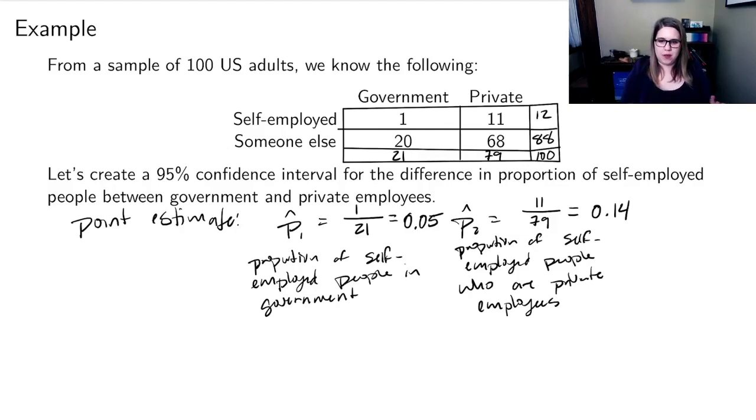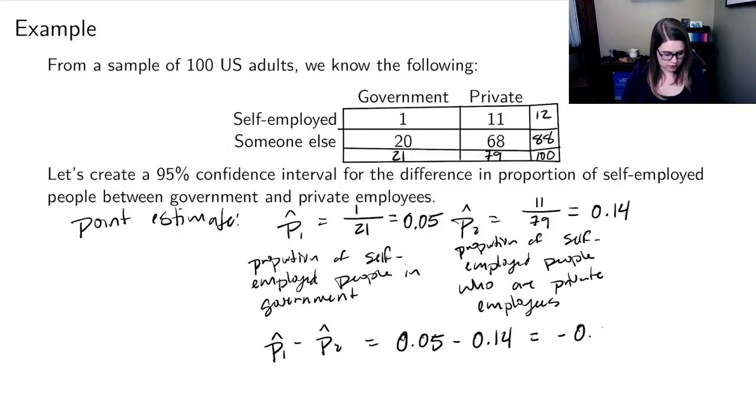So now I have P1 hat and P2 hat. My point estimate is actually going to be P1 hat minus P2 hat. And so let's do that subtraction. 0.05 minus 0.14. That's going to be negative 0.09. We could have done the subtraction in the other direction, but just because I started that way, let's go with that. Okay, so that's our point estimate.